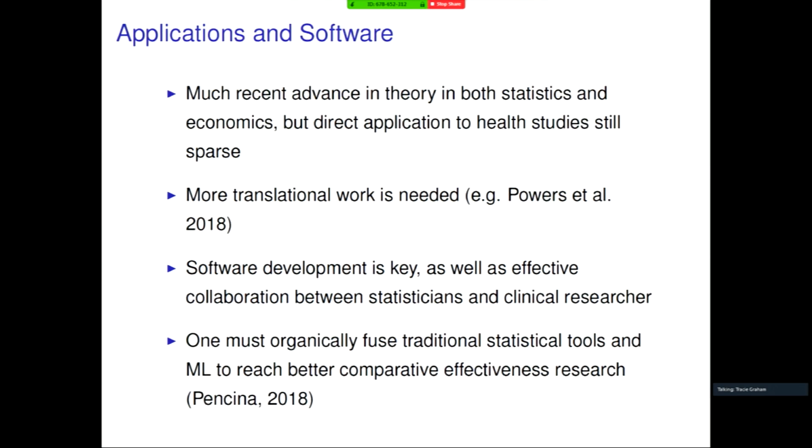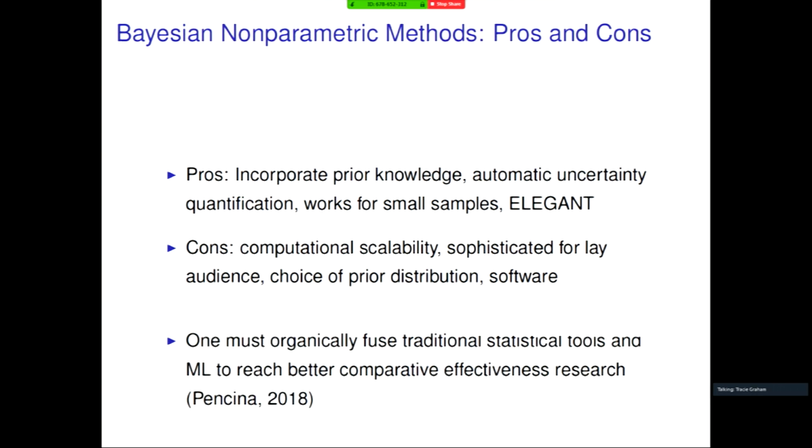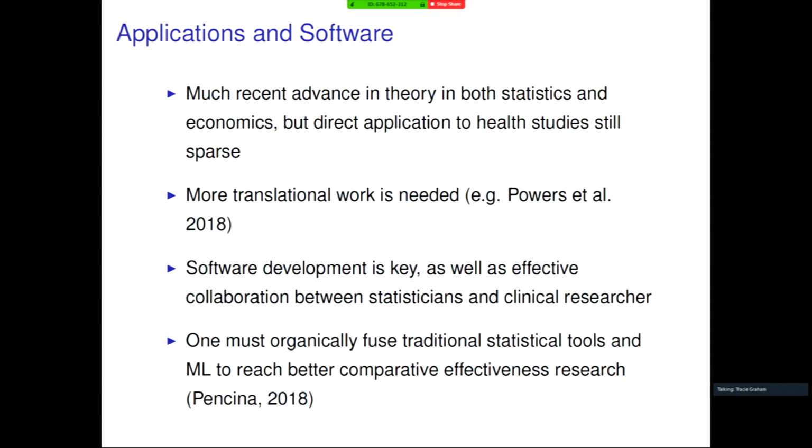Okay, so now a summary page, or my view on this. There's a lot of recent work underway trying to incorporate all the methods I described into the HTE estimation domain, and I'm doing some research like that too. There are many recent advances in theory, both in statistics and economics. But there's a huge gap: direct application to health studies is still pretty sparse. So there's a huge gap between theory and practice here, and more translational work is needed.